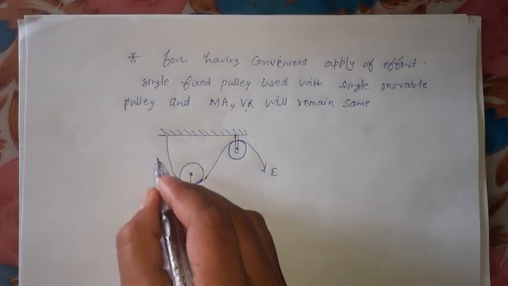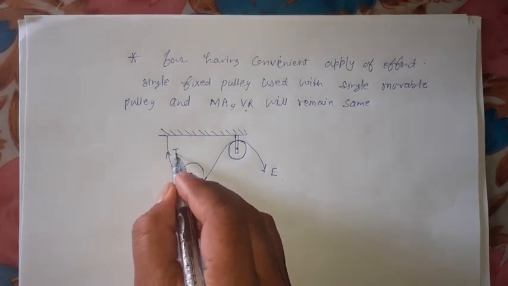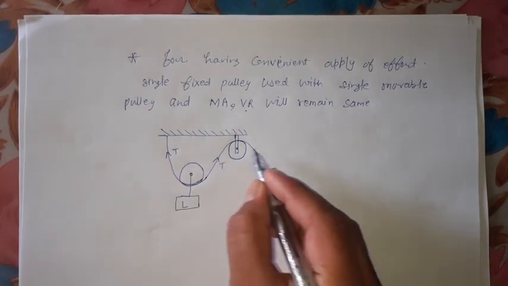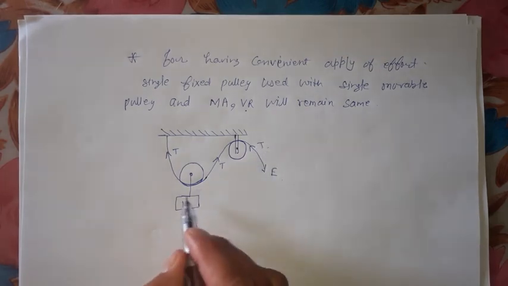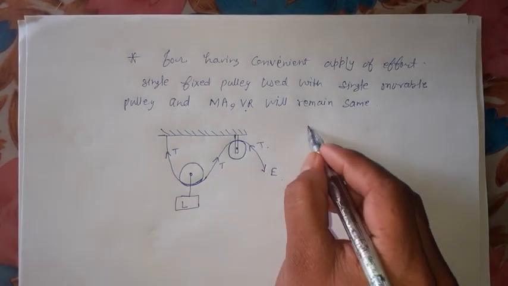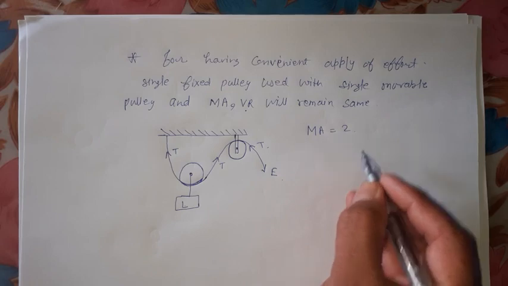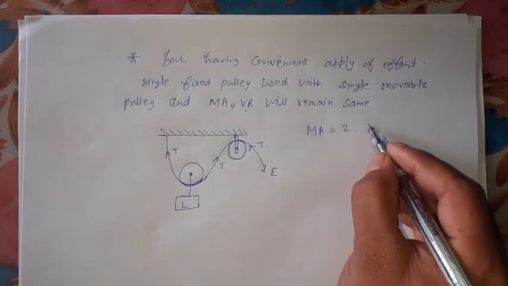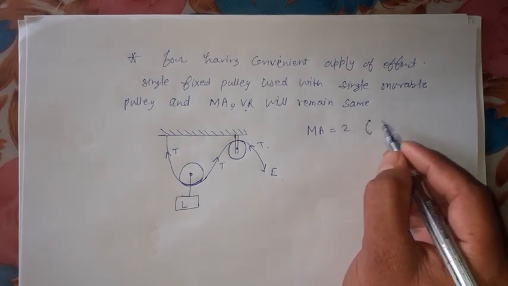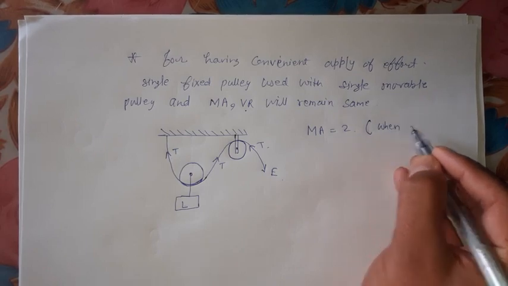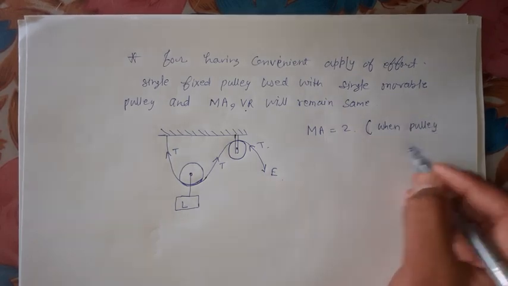So in this case, student, you will find tension in this one, tension in this one. Okay, so tension in this one. So here the mechanical advantage will remain the same, 2. Okay, but it is equal to 2 only when the pulley is weightless.